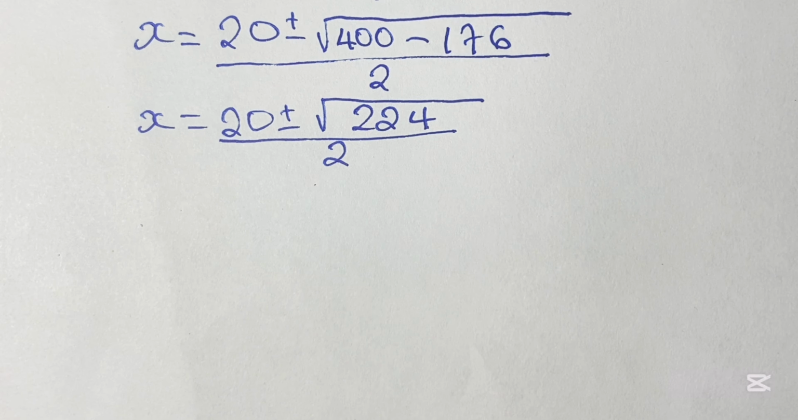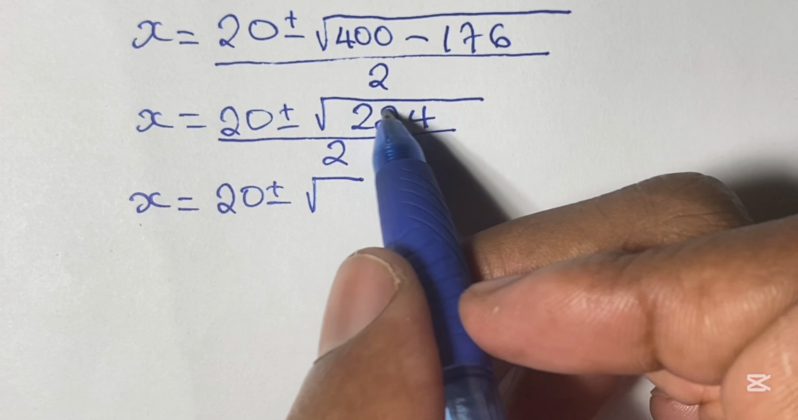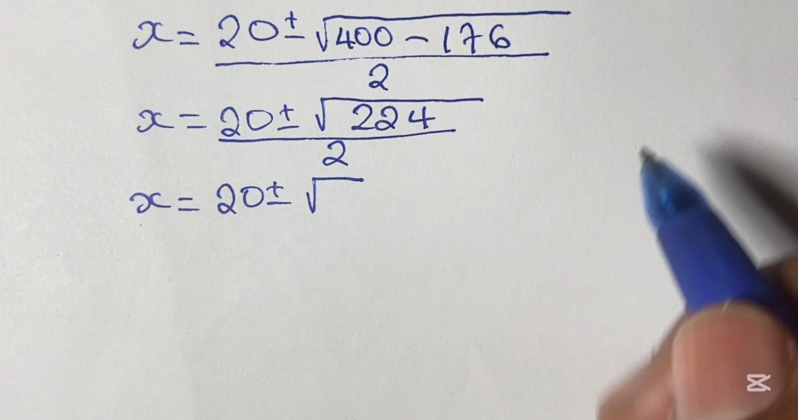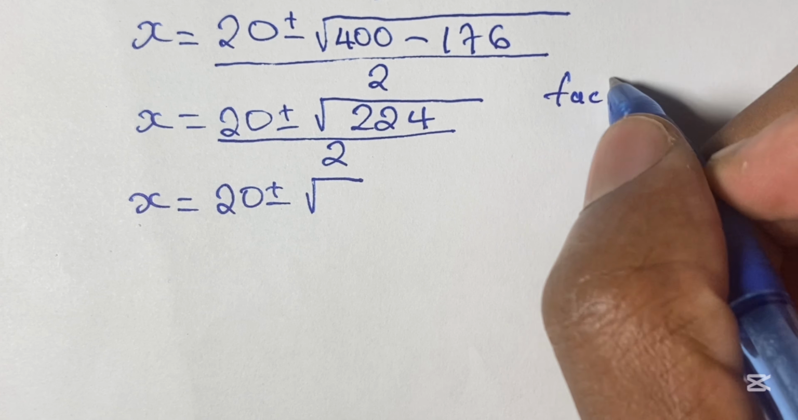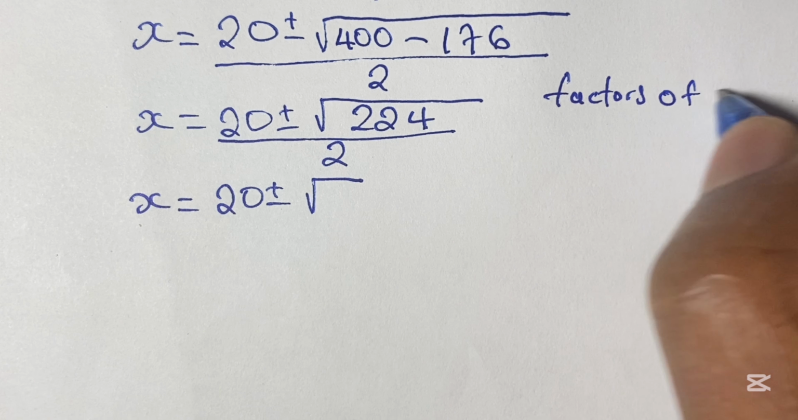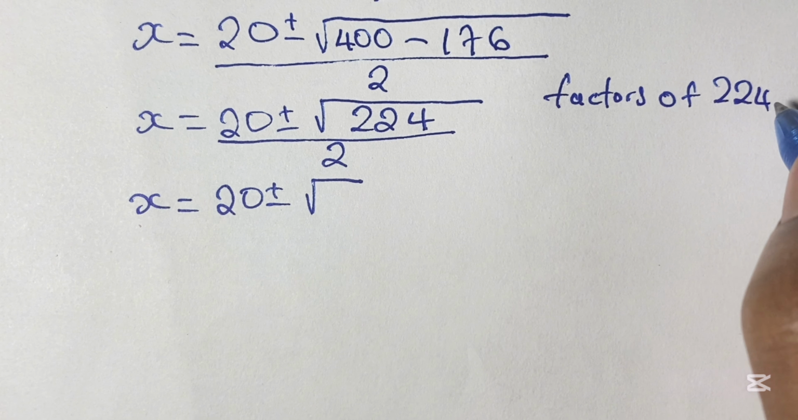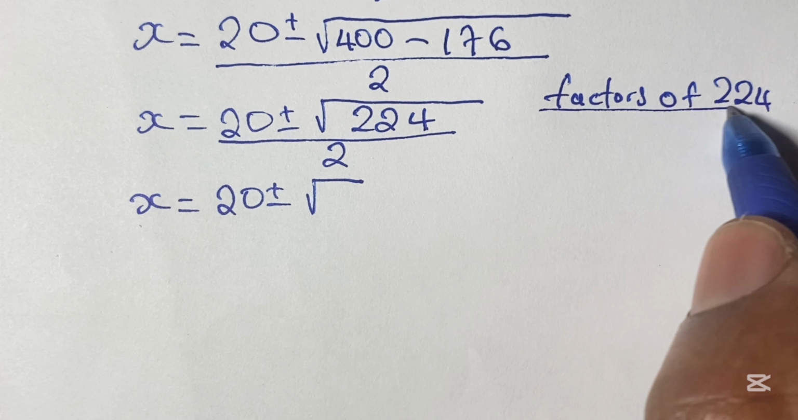So that brings us to x is equal to 20 plus or minus the square root of 224, all over 2. We know that the root of 224 is not a rational number. We can, however, find the factors of 224, and we find the factors with the lowest pair. In doing this, it makes simplifying our radical expression a lot easier. So factors of 224, we have 1 and 224, 2 and 112, 4 and 56.